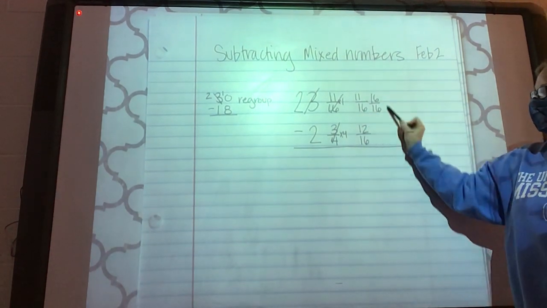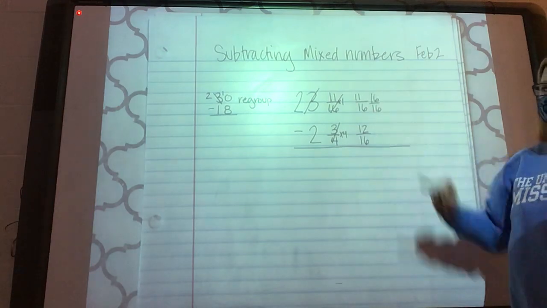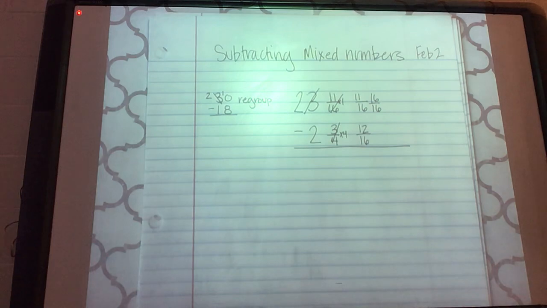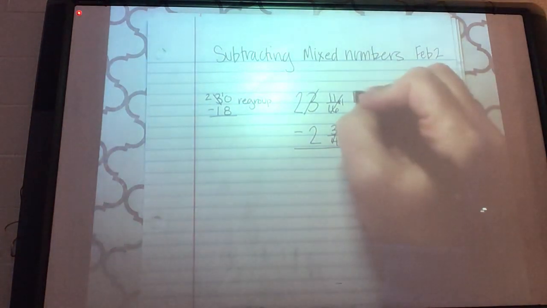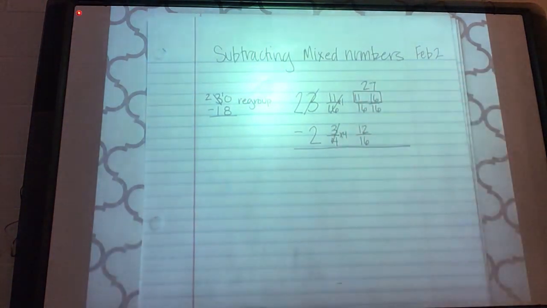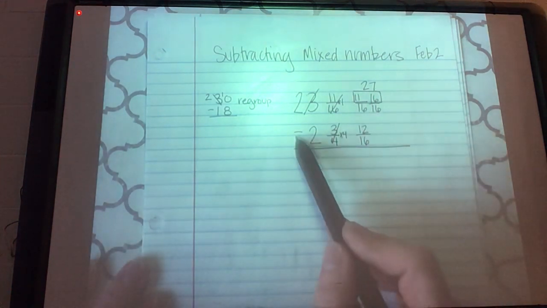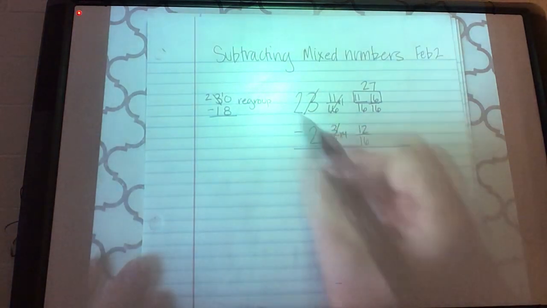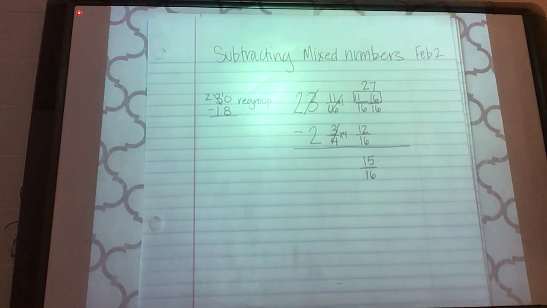Now we have to put these together. What do I have on top? 16 and 11 is what? That is 27. So on top I have 27/16. I regrouped and took 16 in this situation, right? So what is 27 minus 12? That's 15, so 15/16, and 2 minus 2 is nothing. So my answer is 15/16. It's a lot of little steps, but we'll get it.